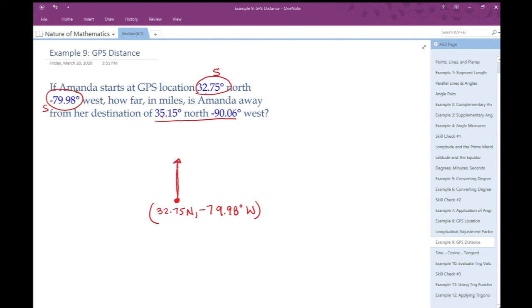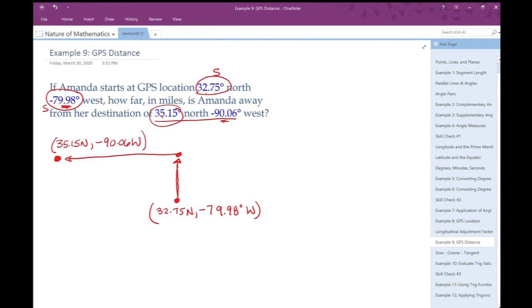but after I move north to my 35, how am I moving from negative 79 to negative 90? Well, negative 79 is west of the prime meridian, and negative 90 is further west of the prime meridian. So if we're moving further west, then we're moving further to the left. So this would represent our destination point of 35.15 degrees north, comma, negative 90.06 degrees west.